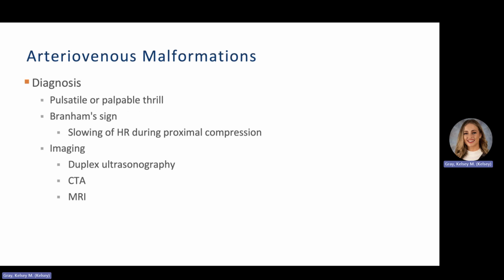AV malformations can be diagnosed via either a pulsatile or palpable thrill from turbulence in the venous system, and Braun sign, which is slowing of the heart rate during proximal compression. Imaging would include a duplex ultrasound, as well as CTA as the most important method, although MRI is becoming the new standard in pre-op evaluation.